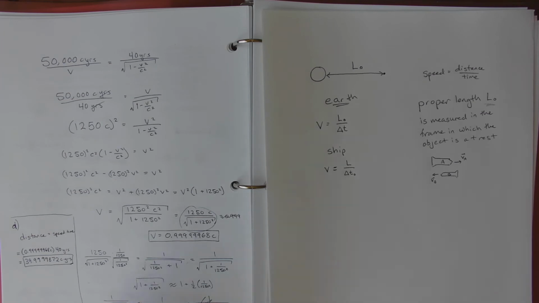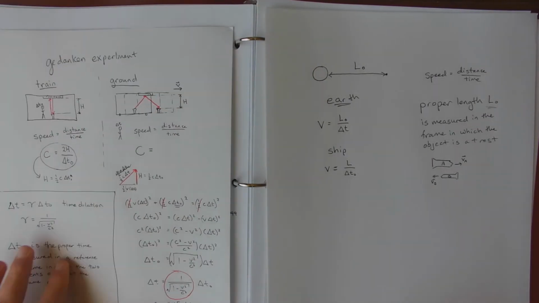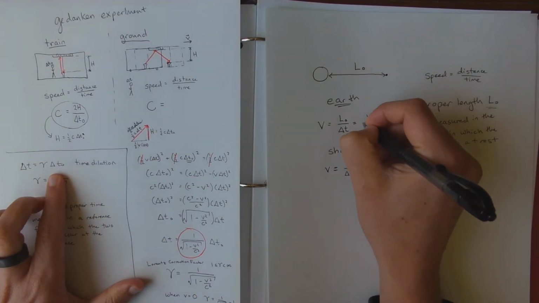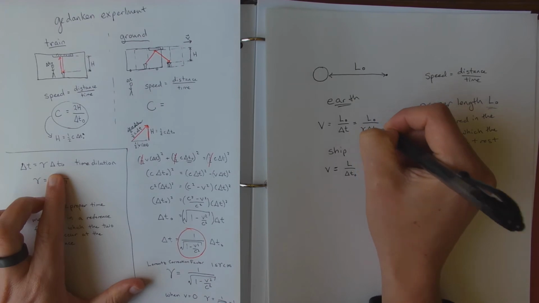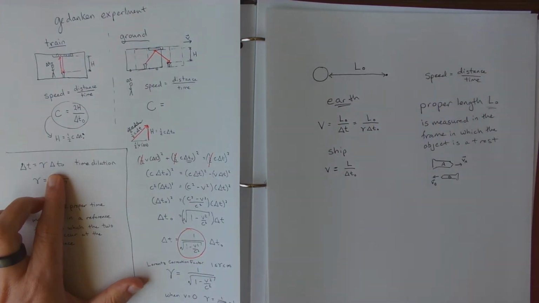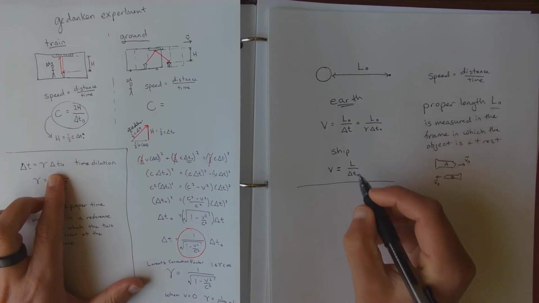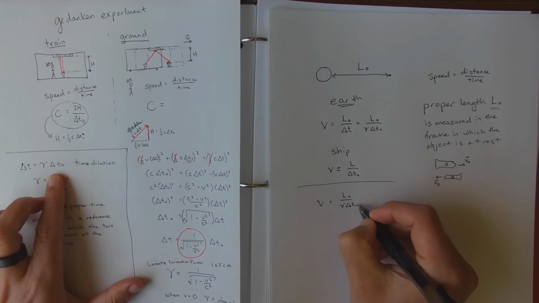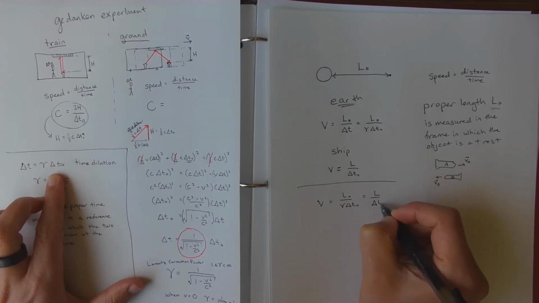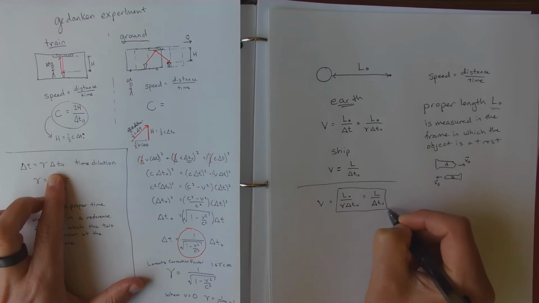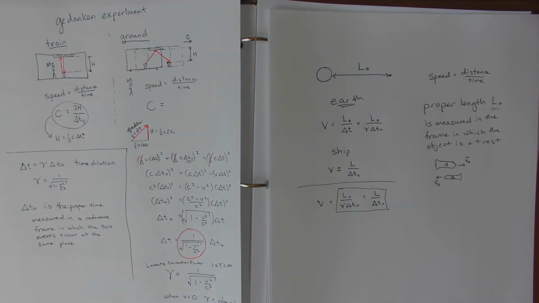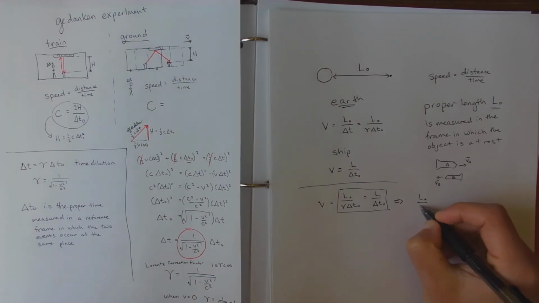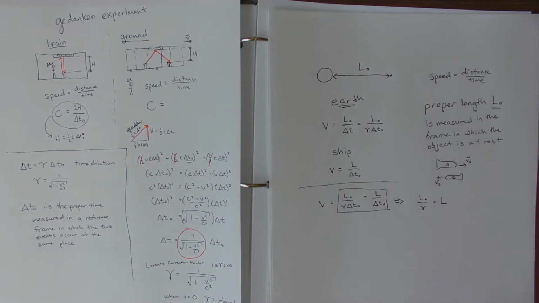Then we use our equation for time dilation, and we have delta t is equal to gamma times delta t naught. And then the relative velocity is the same for both. So we can put these together and say v is equal to L naught divided by gamma times delta t naught, which is equal to L divided by delta t naught. And since you have a delta t naught in the denominator on both sides, you could cancel that out and you get L naught divided by gamma is equal to L.